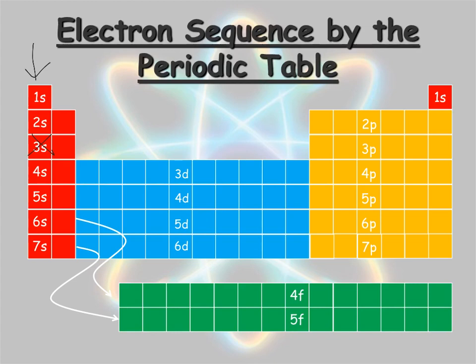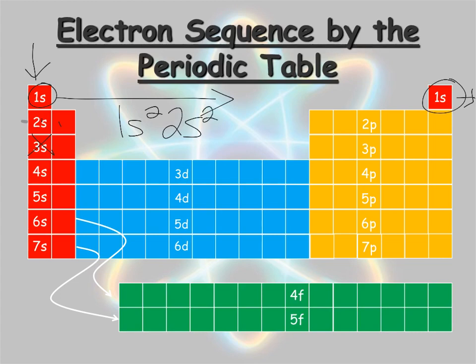To do this, always start up here at the top at 1s. You're going to write the energy level and the orbital, and then count the boxes going across the periodic table to determine how many electrons are in that orbital. So, for example, on this first one, I got 1s, and I counted 2 total boxes, so I'm going to write 1s2. Then, just like a book, you go down to the next line, to my 2s line. I write 2s and count my boxes: 1, 2. So I've got 1s2, 2s2 so far.